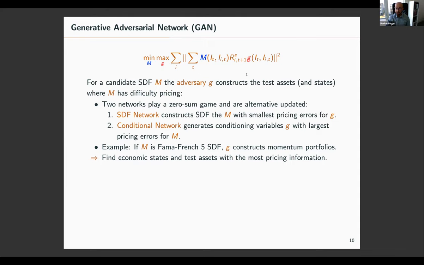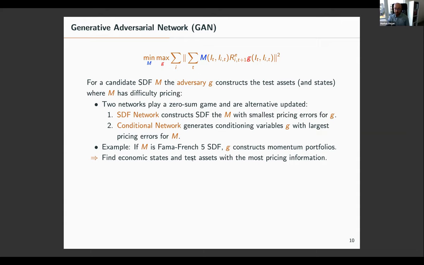Now I will actually have two networks. I will introduce an adversarial or conditional network that plays a zero-sum game with my SDF network. Given an estimated SDF, I'm trying to generate test assets that my asset pricing model cannot explain yet. And now I will have an iterative game. So given these new test assets, I want to improve my SDF to explain those as well. What I'm describing here is just a process that we have done in the finance profession for the last 40 years, but I do it in a machine learning way.